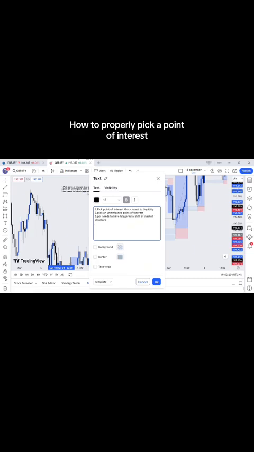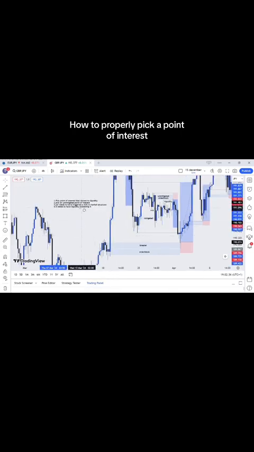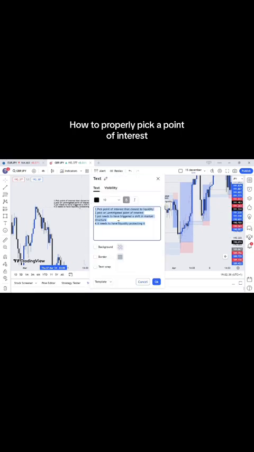And then 4, it needs to have liquidity protecting it. So these are the rules you need while picking a point of interest to make sure that it's valid. These are the rules you need.